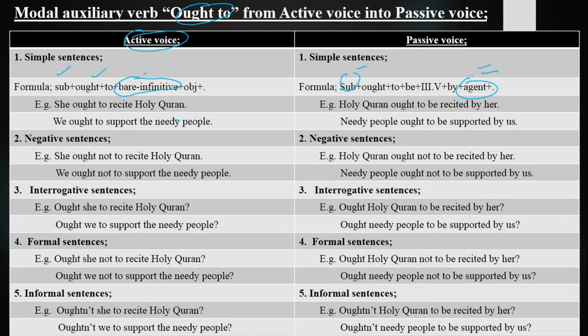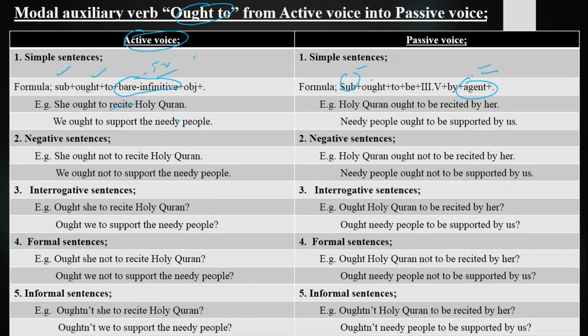What are infinitives? When a verb doesn't work as a verb in a sentence, but works as a noun, adjective or adverb in a sentence, it is called an infinitive. The detail we will be discussing when we start the infinitives. But here keep in your mind, after all modal auxiliary verbs, you will be using bare infinitive. Bare infinitive means only the first form of the verb working as a noun. So here recite is the name of an action. This action is to be done.